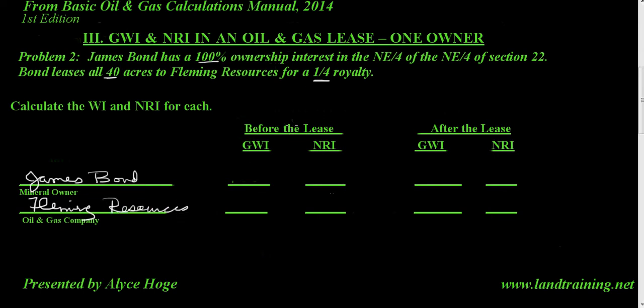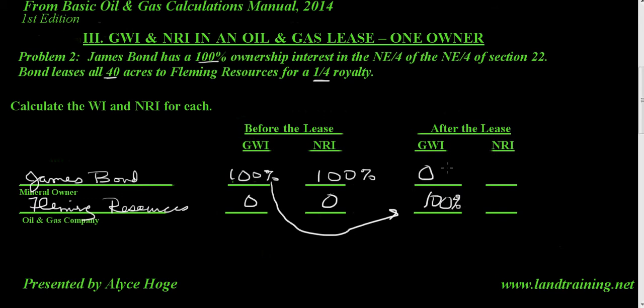Okay. Now, before the lease, James Bond owns 100% of the gross working interest and 100% of the net revenue interest, and the oil and gas company owns nothing. That's why they want a lease. Now, after the lease, James Bond is going to give his 100% working interest to the oil and gas company, leaving him with 0 gross working interest, but they're going to give him a 1/4 royalty.